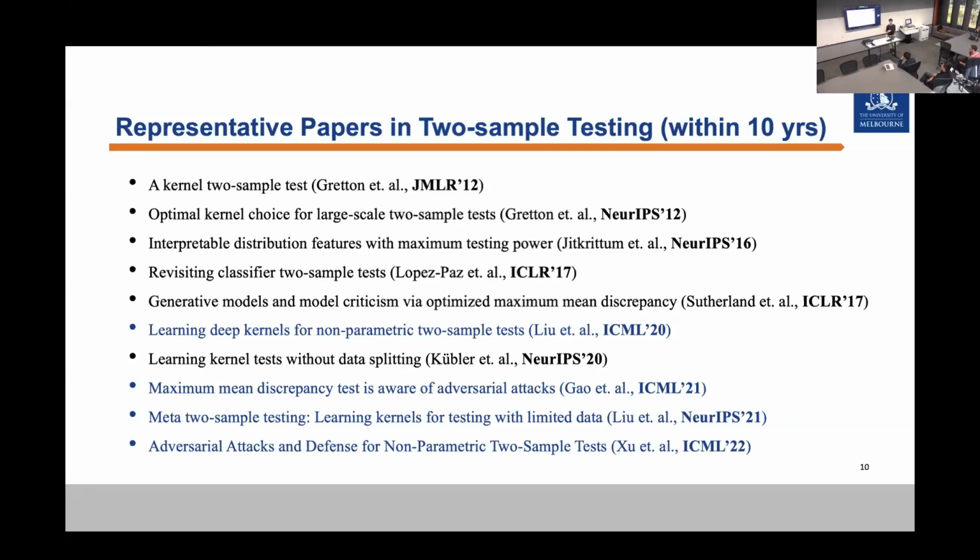And in this paper, we actually find that they use very low power two-sample testing and make that claim. Okay, and we find that actually two-sample testing can be very sensitive to detect the adversary examples.